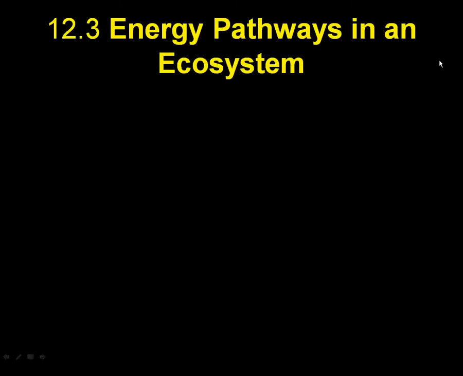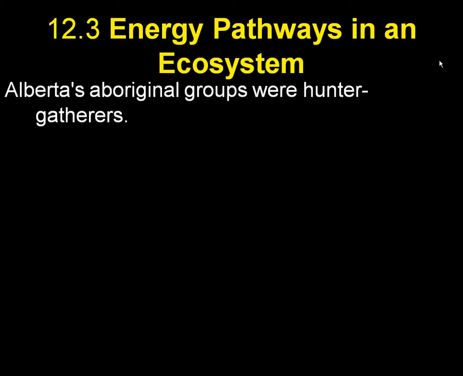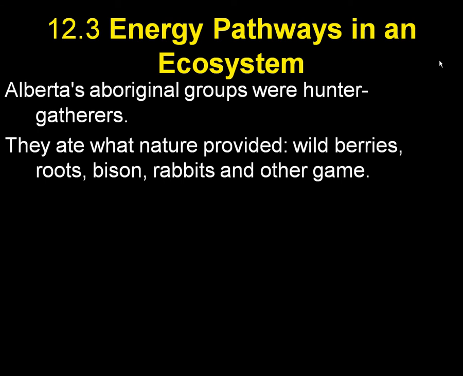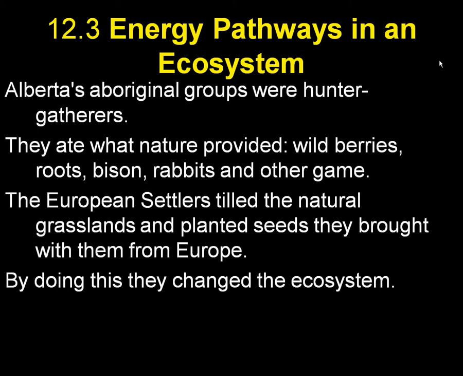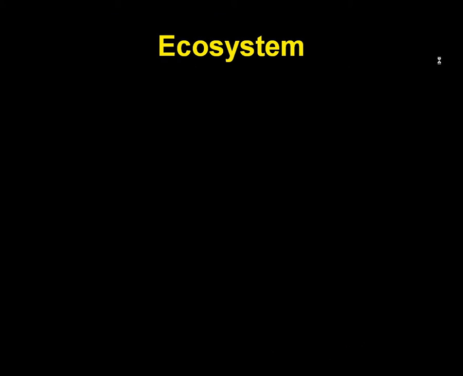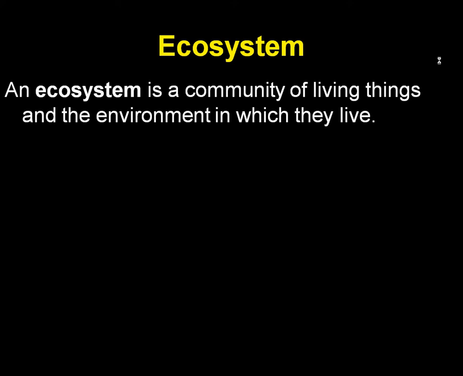Science 14, Unit D, Section 12.3, Energy Pathways in an Ecosystem. Alberta's Aboriginal groups were hunter-gatherers. They ate what nature provided, which was wild berries, roots, bison, rabbits, and other game. The European settlers came along and tilled the natural grasslands, planted seeds that they brought with them from Europe, and changed the ecosystem.